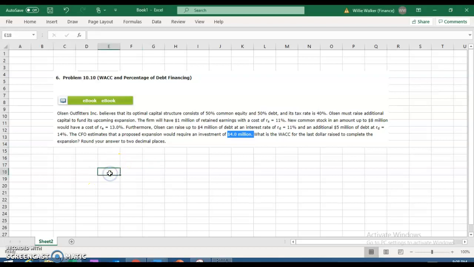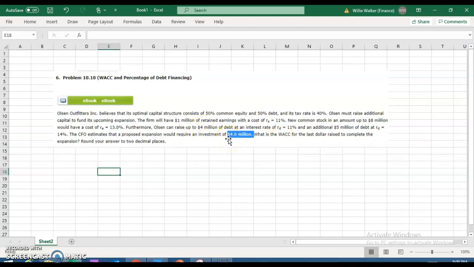So here we have Olsen Company. Their capital structure consists of 50% equity, 50% debt. They're trying to do some kind of expansion, and they need $4 million. So we're trying to compute WACC. If we skip down to the bottom of the problem, that's what we're trying to compute.